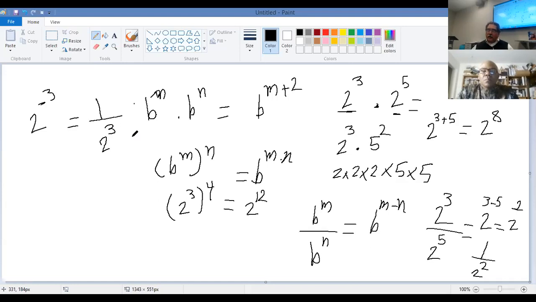One over 2 to the power of plus 3. Okay? All right. So the general rule is this: b to the power of minus m is the same as 1 over b to the power of plus m. All right?